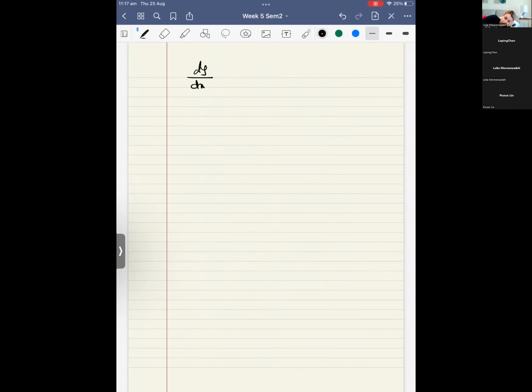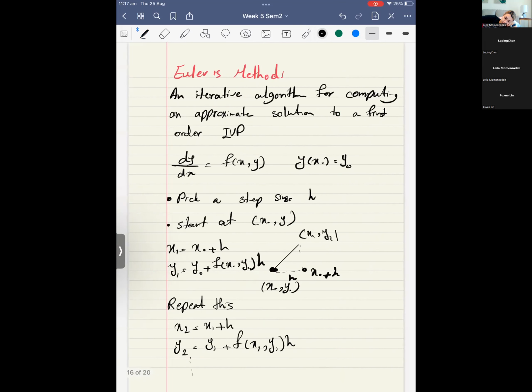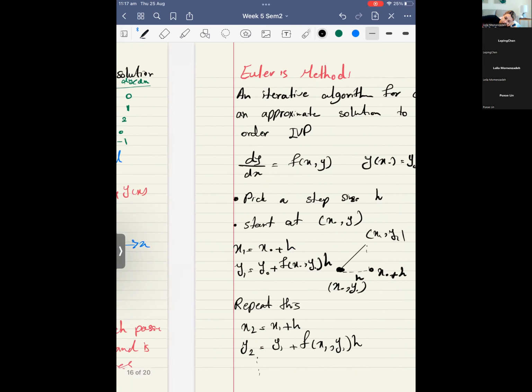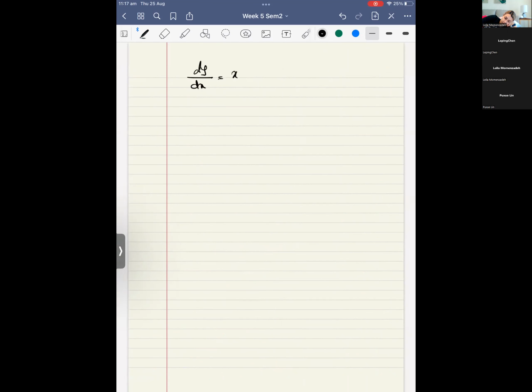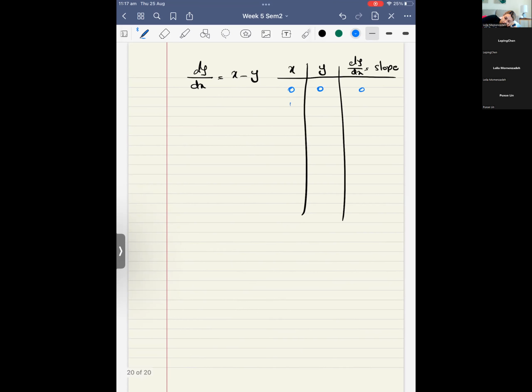Okay. Now back here, I will explain for you. dy over dx is equal to x minus 1. Okay. I put x, I put y, and I put dy over dx, that is the slope. If I put x 0, y 0, the slope is 0. If I put x 1, y 0, the slope is 1.